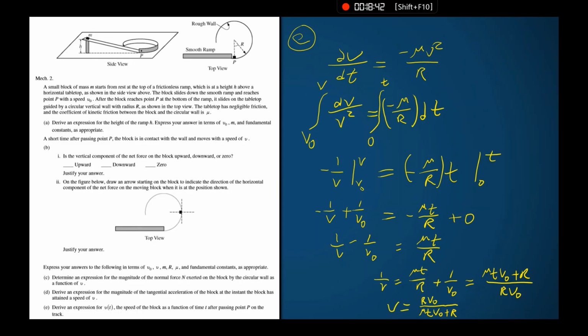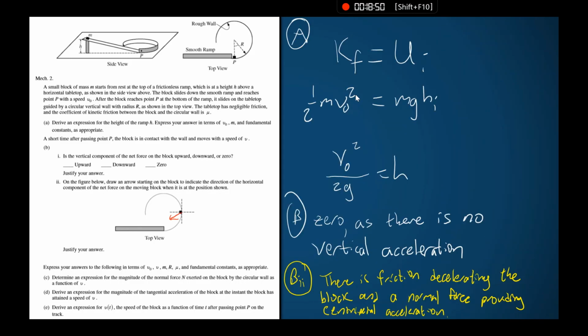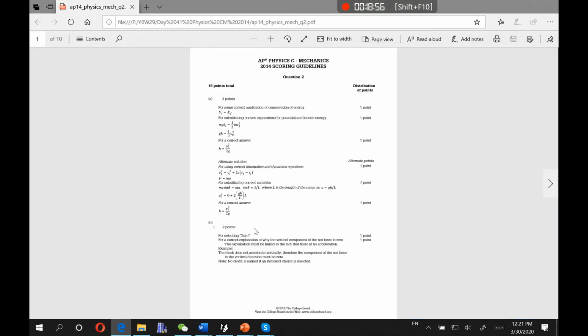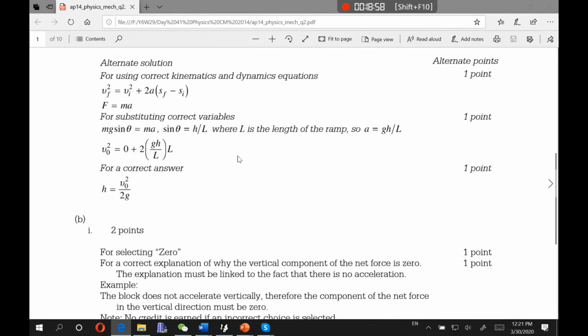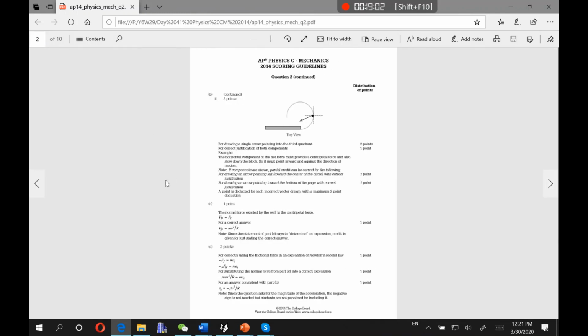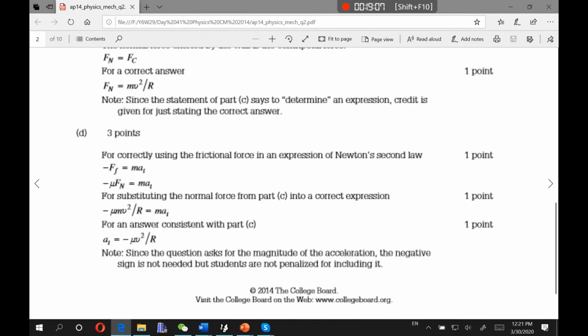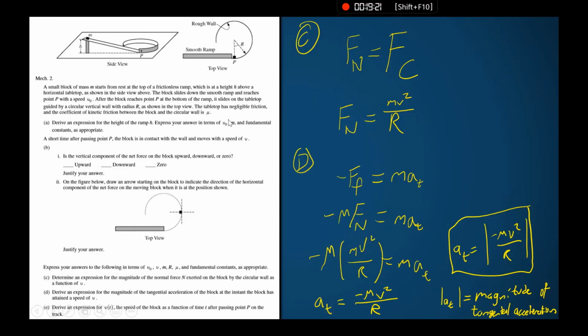Awesome. I'm going to pull up the scoring guides really quick because I kind of want to see what they did with part D. Yeah, because they had that magnitude thing here, magnitude of the tangential acceleration. Okay, they did solve it through with a negative sign, and just said it's not needed. So no penalty for having it or not having it. Okay, cool. Any questions on anything we did?